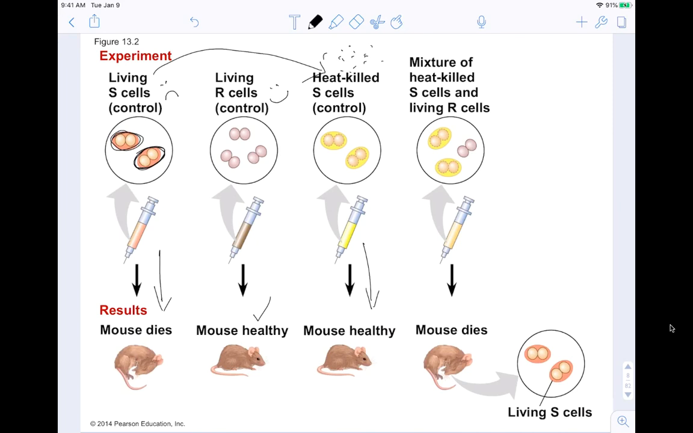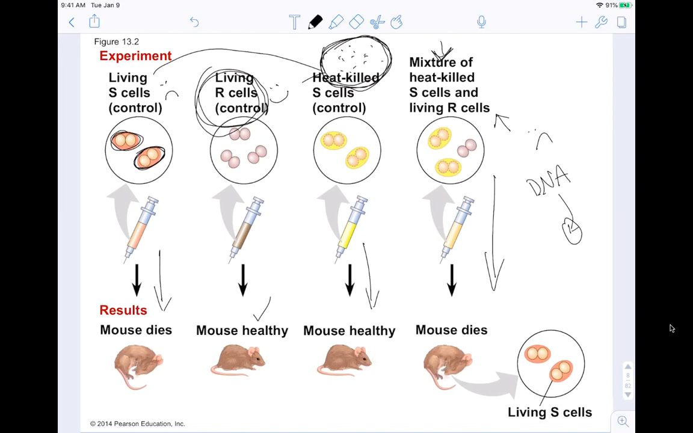Now, when you take these little particles from our killed, virulent, or pathogenic bacteria, and you mix it with our living R cells that previously were not harmful, this is what you get. The mixture of the heat-killed S cells and the living R cells. The mouse dies. So that means that something happened to these R cells to make them bad cells. And what did they do? They picked up DNA from the environment and incorporated it into their little bacteria bodies. Then they started expressing those traits because they were able to do protein synthesis and express that bad DNA. Okay. So that is how they were able to transform, by picking up this DNA.